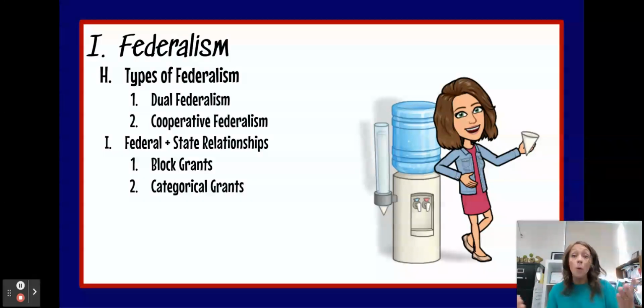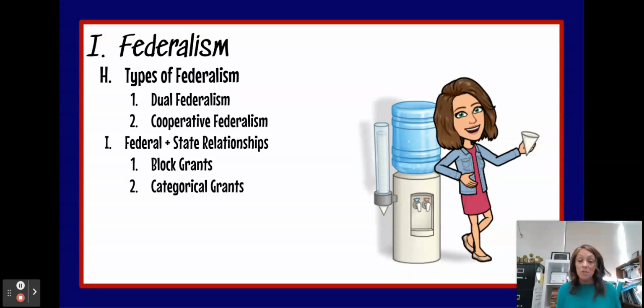Going along with cooperative federalism, there are a few different ways that the federal government can encourage the states to do certain things. And how do you encourage a state to do something? Money. There are two main types of grants that the states get from the federal government. The first one is called a block grant, which is basically just a chunk of money that the states can use for a broad purpose. The second type is a categorical grant, and categorical grants have strings attached to them. Like you have to use this money in this specific capacity.